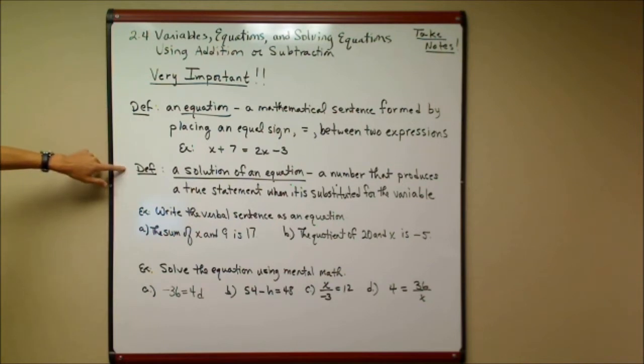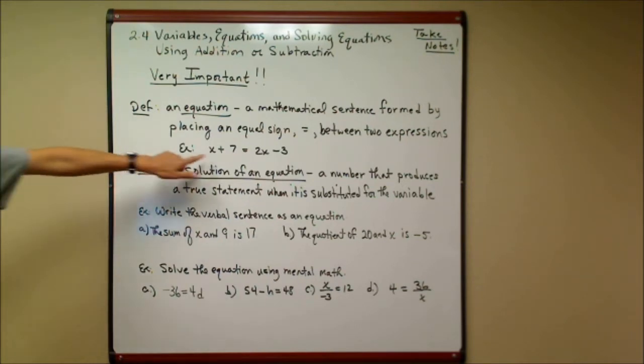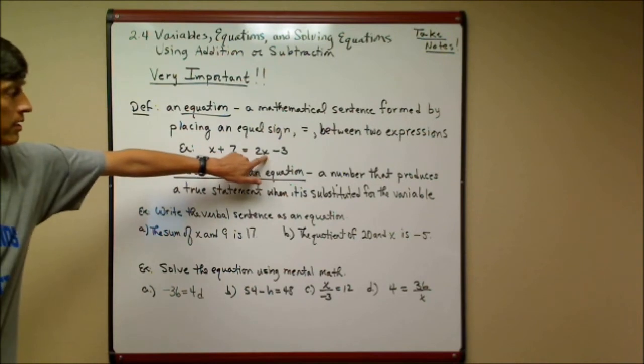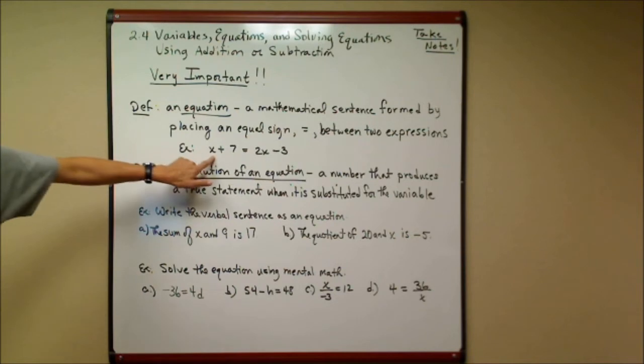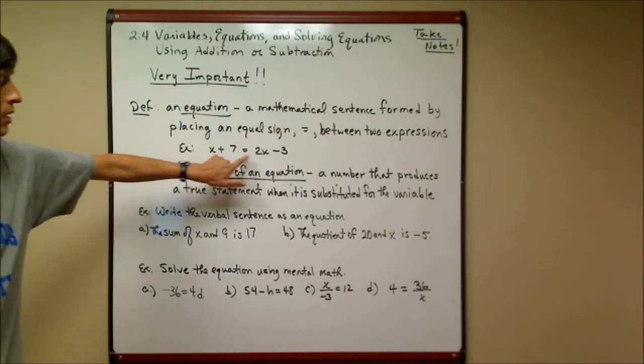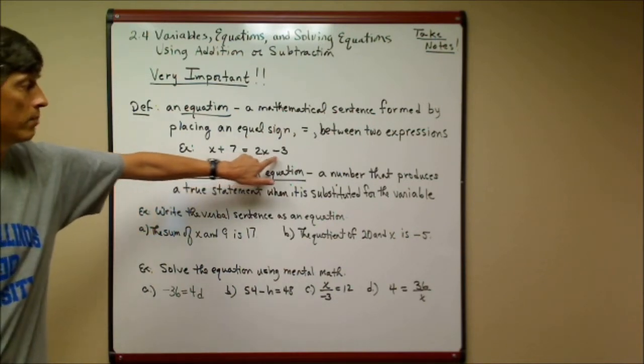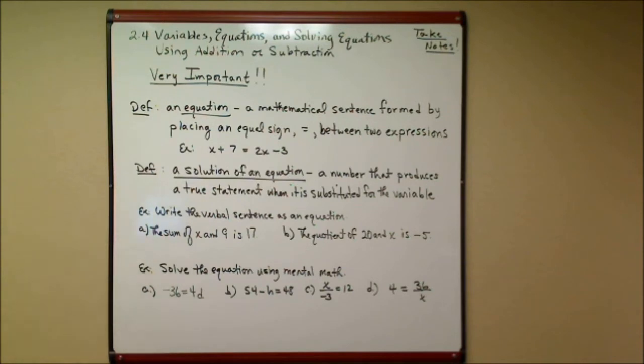So let's define what a solution is. A solution of an equation is a number that produces a true statement when it is substituted for the variable, which means I need to find a number that if I put it here and put it here and do the arithmetic on both sides, I get a true statement. As it turns out, it's kind of tough to just look at it and know what the answer would be. It turns out it's 10. 10 plus 7 is 17. 2 times 10, 20, minus 3 is 17. That's hard to use mental math and just look at that and be able to come up with the answer quickly.